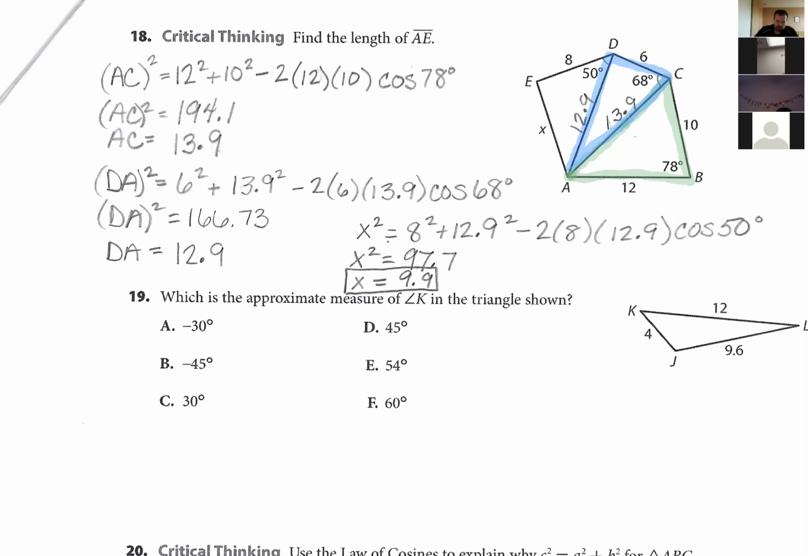And then you'd have to do law of cosines a third time. Actually, it would be a second time. So you do law of cosines to go from the green to the blue, and you do law of cosines again to go from the blue to the red. So you'd have to do law of cosines again to solve for x right here.